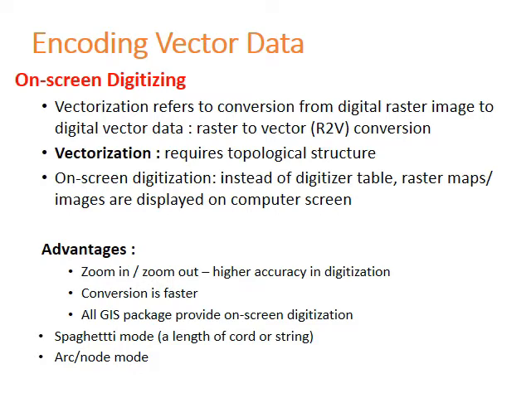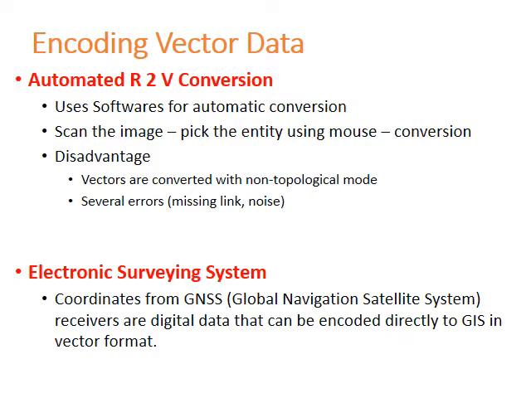Automated R2V conversion is using a software which will convert the raster to vector format. In this method, you have to scan the image, which will be a raster image, and pick the entity that you want to convert into a vector format. Select the entity and the conversion will take place. And supposing you give a map and use R2V, it will convert all the possible features into a vector format.